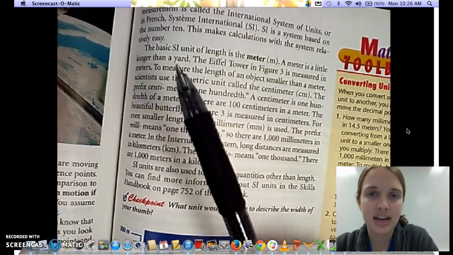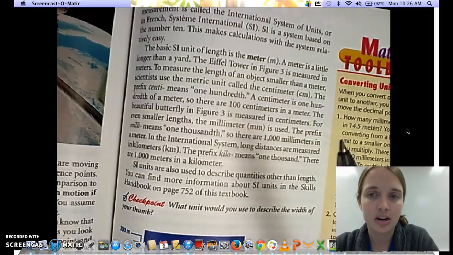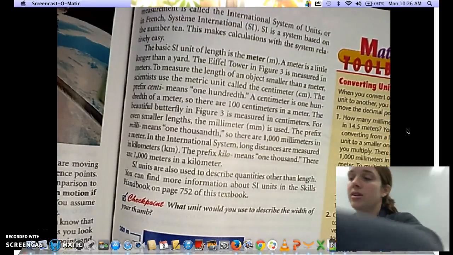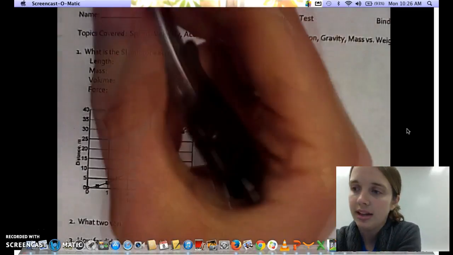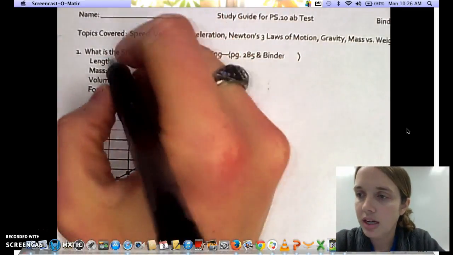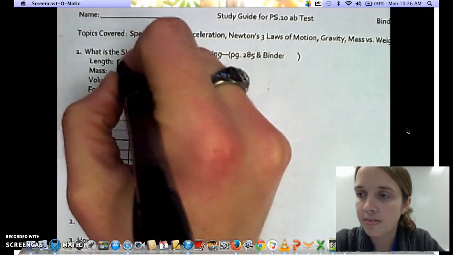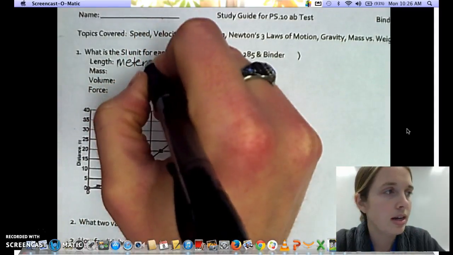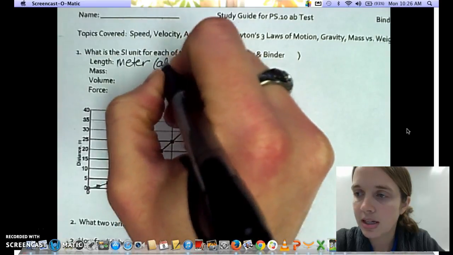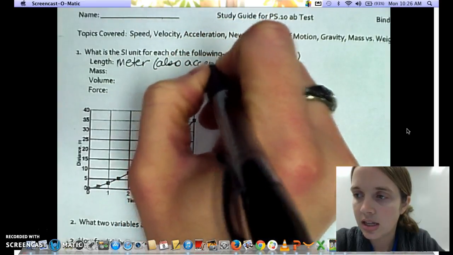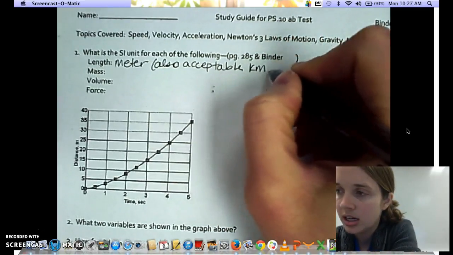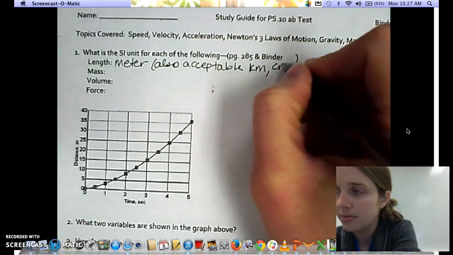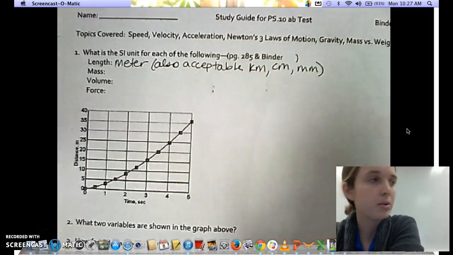Here we have the basic SI unit of length is the meter. We can also accept centimeter or millimeter. So let's go ahead and fill those in. All right, so length, like we said, was going to be the meter. And then also acceptable would be the kilometer or the centimeter, or if you wanted to go small, millimeter would be appropriate as well.